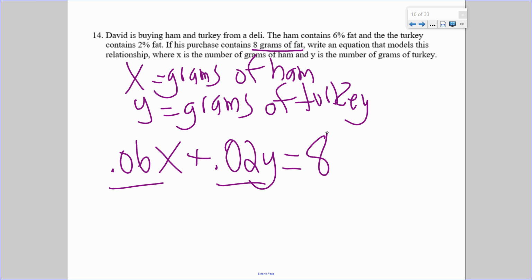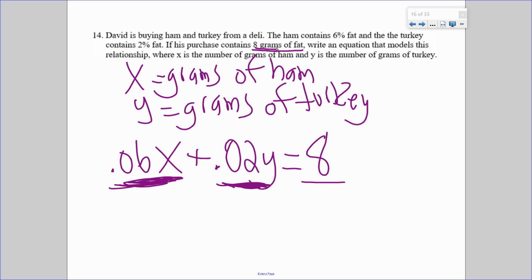I would not consider this super simple conceptually, but listen, this is SAT prep, essentially. This is something that you need to be able to do. Again, this equation represents the total amount of fat. The amount of fat you're getting from the ham is 6% of the total amount of ham, so 0.06 is 6%, and x is the total amount of ham. The amount you're getting from the turkey, it's 2% fat, so I'm multiplying the total number of grams of the turkey by 0.02, and the amount of fat from the ham plus the amount of fat from the turkey is going to equal the total amount of fat for the purchase, and it says the purchase contains 8 total grams of fat.